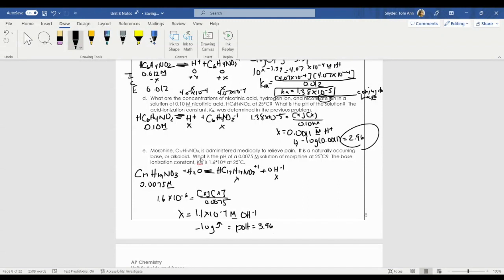However, the question was asking for what is the pH. Again, I don't know why we use pOH, it's so silly, but it's whatever. But to find the pH, it's equal to 14 minus 3.96. Gives me a pH value of 10.04. Again, it's all equilibrium, right? We're just taking it that extra step with calculating the pH.